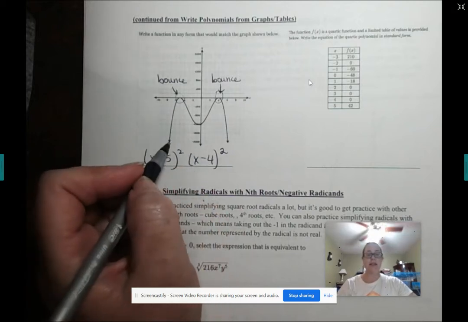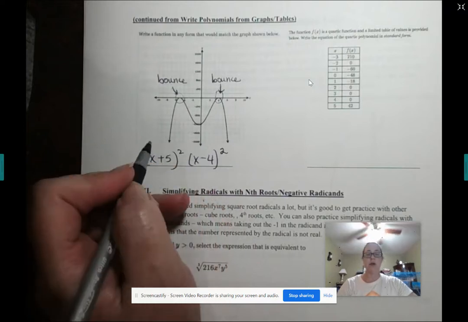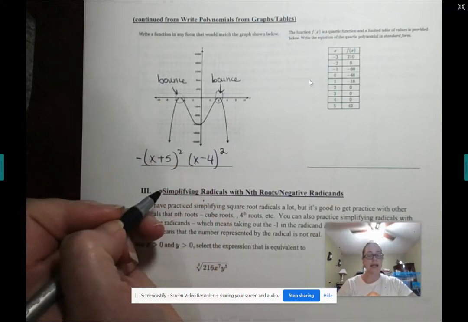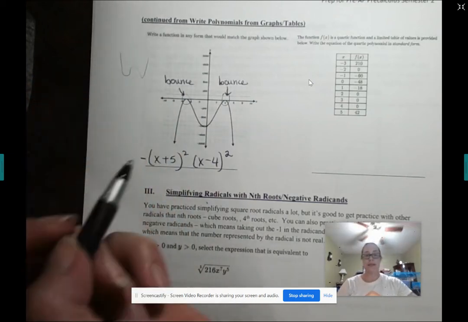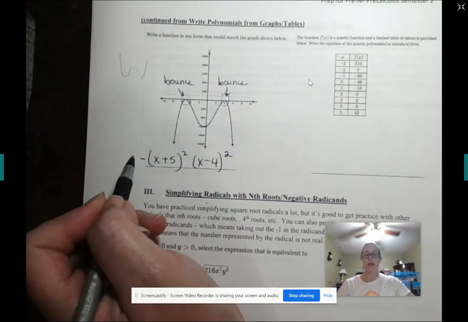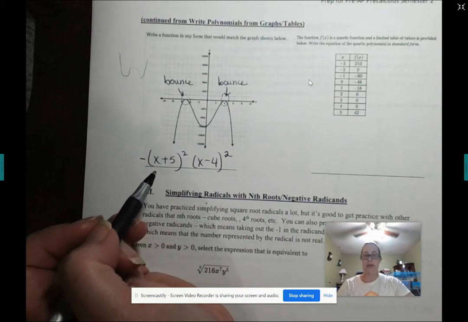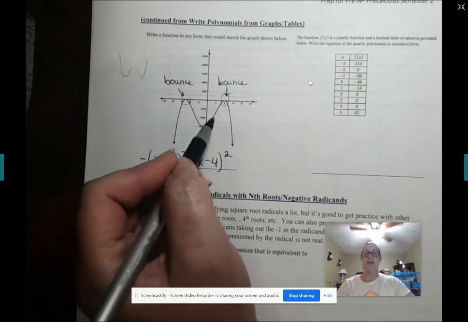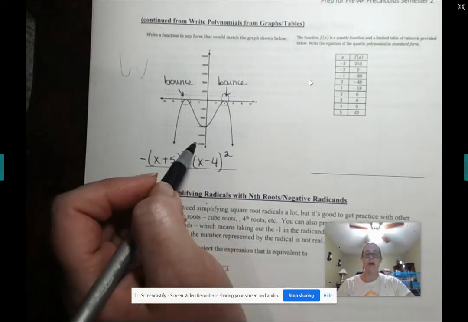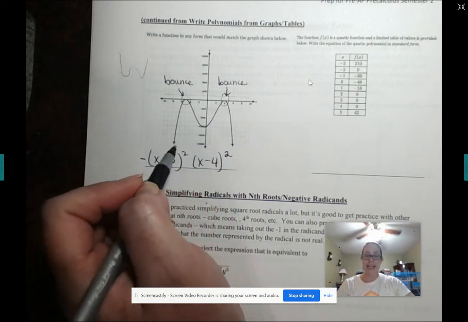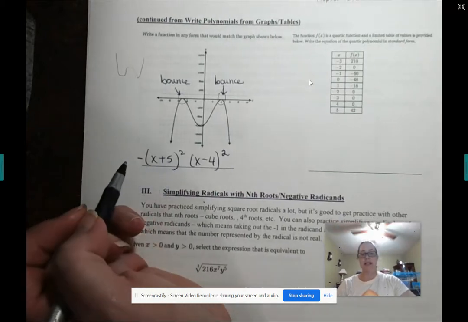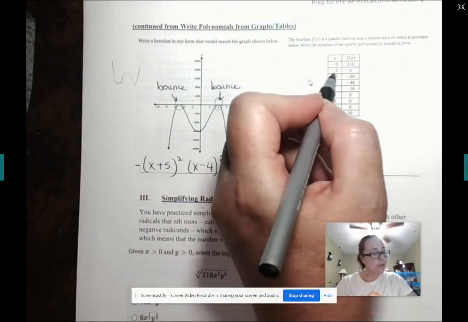Now, I am going to tell you that this is a downward facing quartic, so there should be a negative in front of that. An upward facing one would look like this. So you can also tell what the leading coefficient is if it's negative. If it's an even polynomial, which this is, it's a 4th power, but it's beginning and ending facing down, then that means it is a negative leading coefficient.